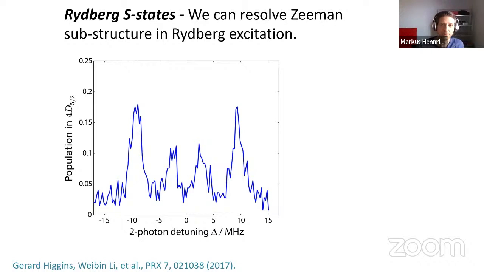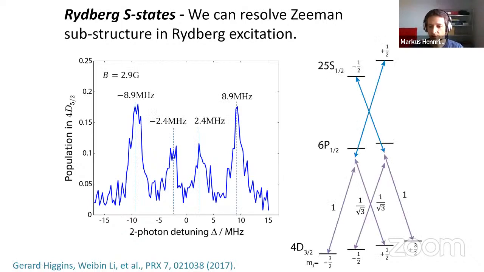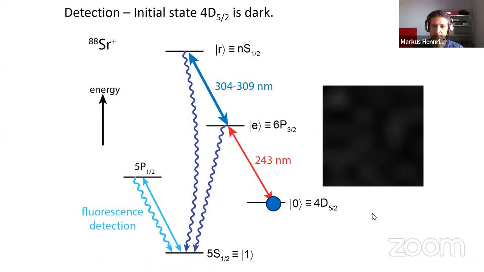If you do spectroscopy of such a population transfer, you can actually see a Zeeman structure of population appearing. Starting in this case from the 4D3/2 state, you can also go via 6P1/2 to nS states.